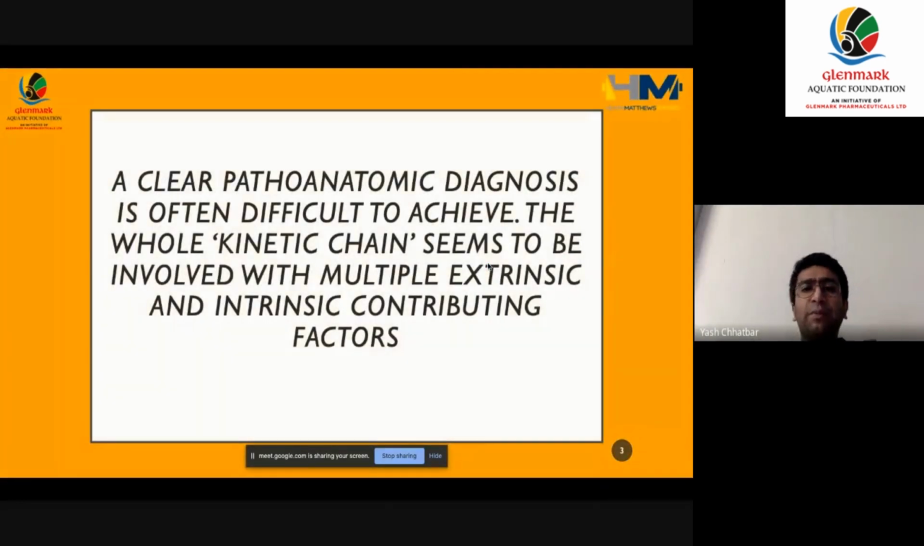So a clear pathomechanic diagnosis is often difficult to achieve. The whole kinetic chain seems to be involved with multiple extrinsic and intrinsic contributors. Essentially what I'm trying to explain is that it is rarely one structure which you can easily pinpoint. You came with a shoulder pain, I can't just say, oh, this is it. We have to look at the shoulder holistically. We have to check your neck, your back, your core, and a lot of other things. And that is what essentially means kinetic chain.